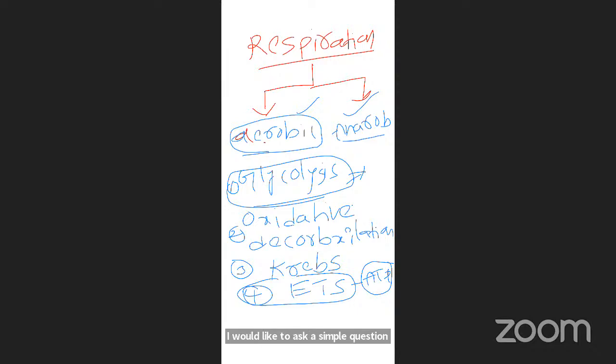I would like to ask a simple question. What is the reason for the absence of a respiratory organ in plants? Do plants have any respiratory organ? I am asking about a special respiratory organ or organ system. There is no special organ system, sir. What is the reason?